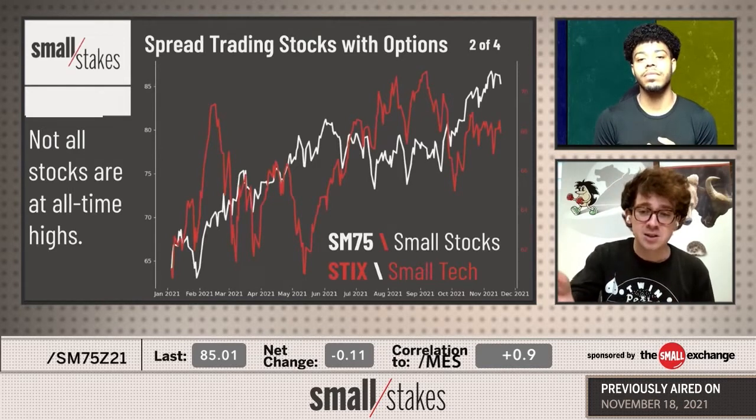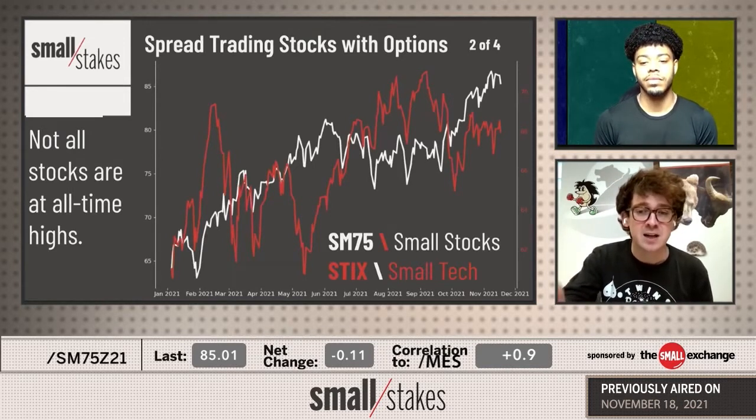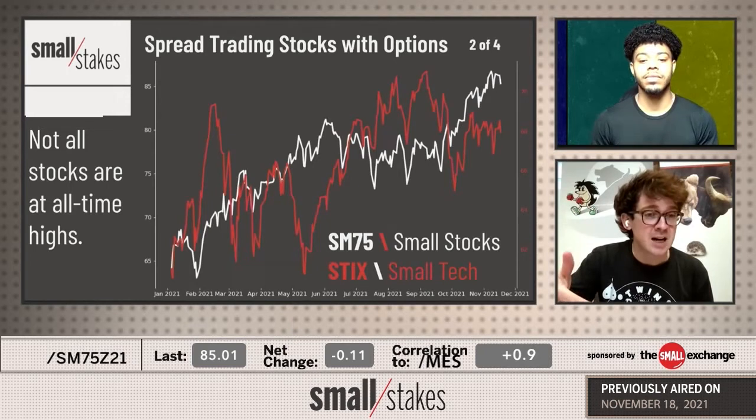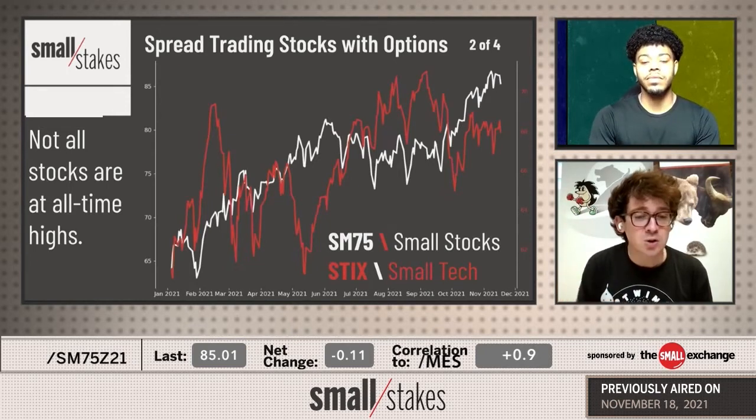And what's interesting is the small stocks and small tech, 75 and 60 stocks respectively. There's crossover of about 5 to 10. Like they hold 5 to 10 of the same exact stocks. And they're also equities in general. So you have a pretty good correlation there.